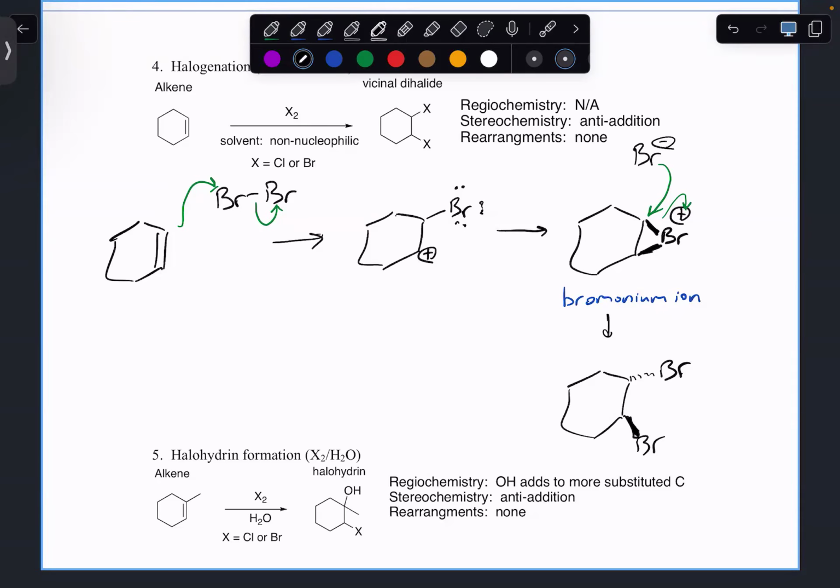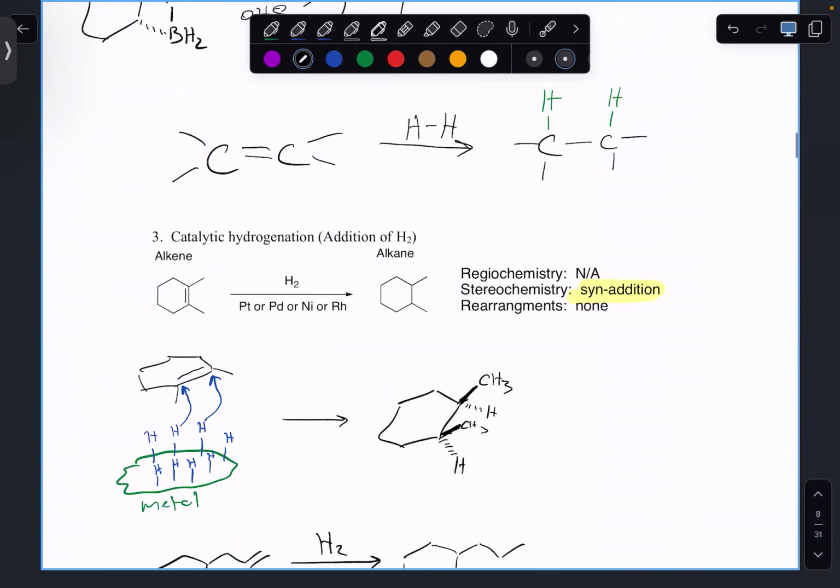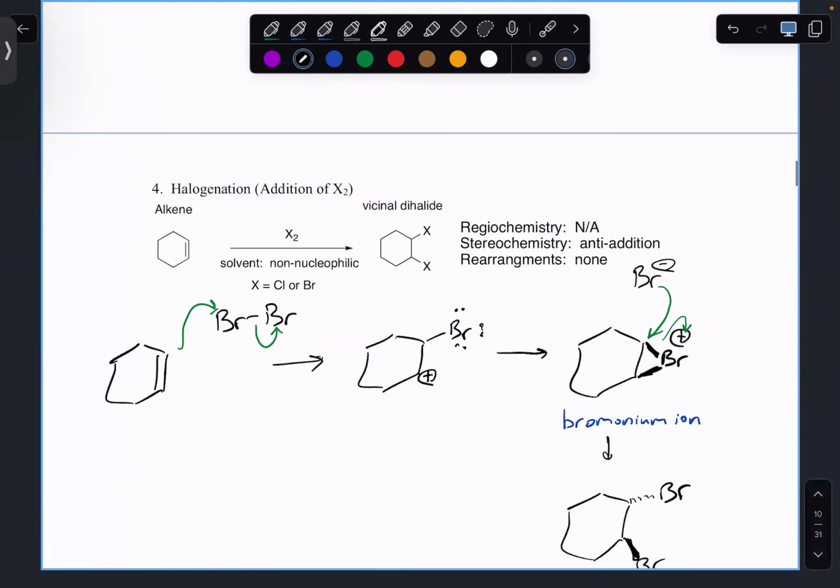Now, we saw something similar earlier, right? When we were doing, remember, hydrogenation? In hydrogenation, we said that the H's add to the same face of the molecule, right? Which is why they're both dashes here. We called that syn addition. We have just the opposite case with the bromination. In the bromination, they're adding to opposite faces of the molecule. And so that is what we term anti-addition. So syn addition for the same face, anti-addition for opposite faces.